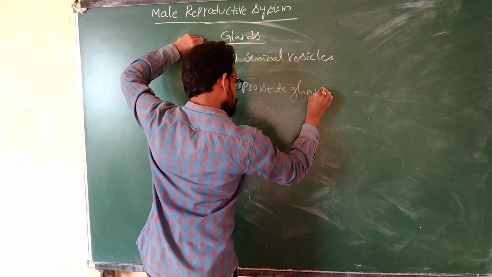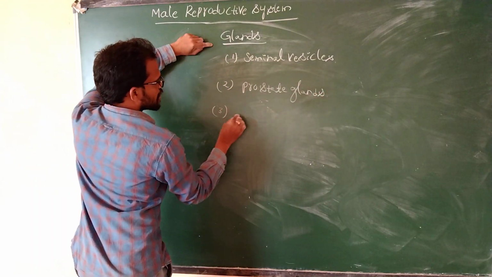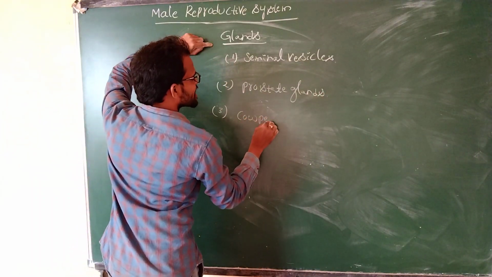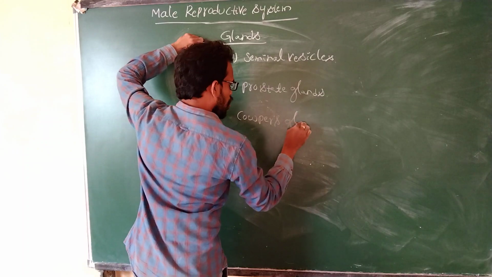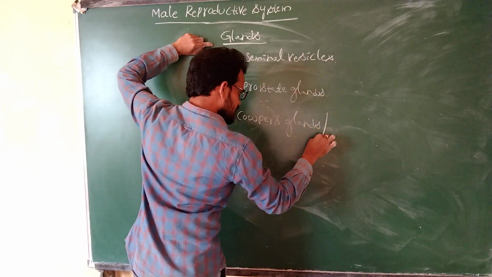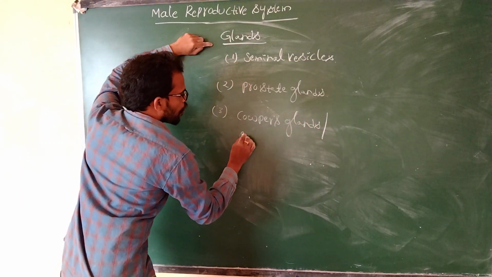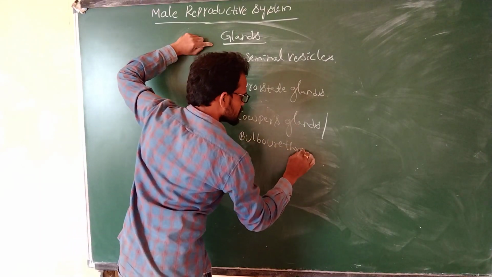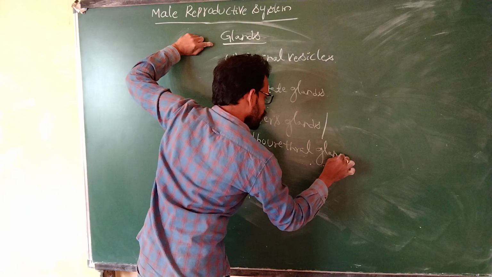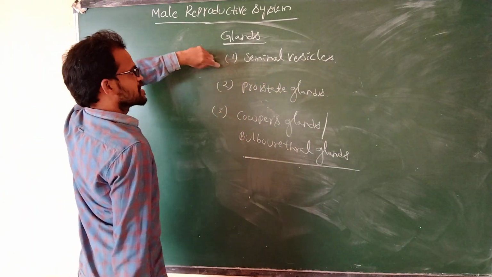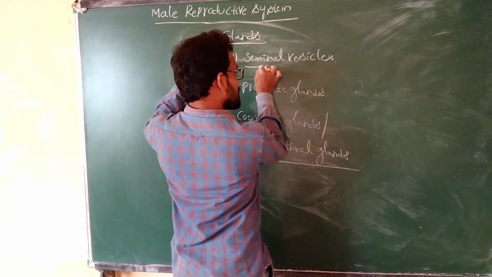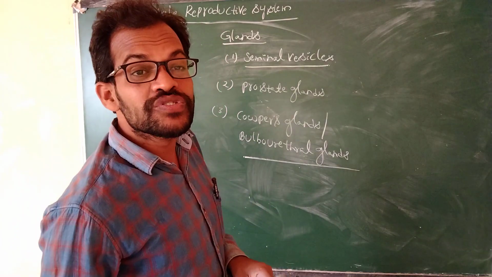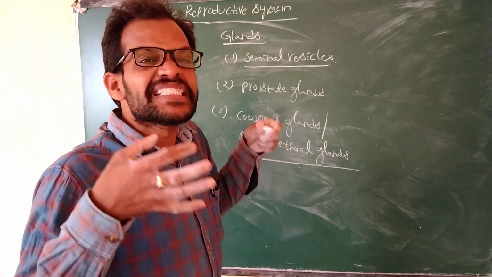Prostate glands. The next one, Cowper's glands. The Cowper's glands are also known as bulbo-urethral glands. The seminal vesicles. Seminal vesicles produce seminal fluid, which is nothing but semen.